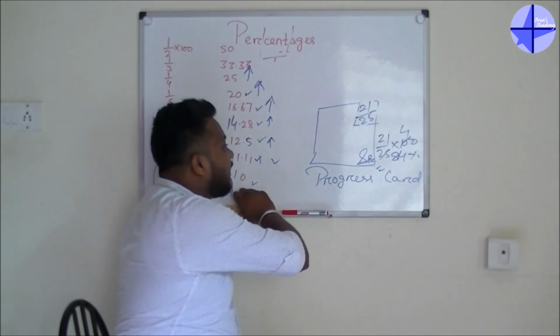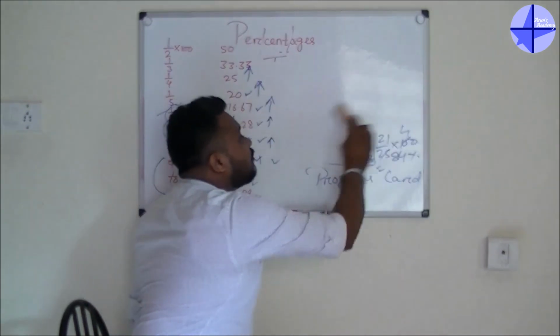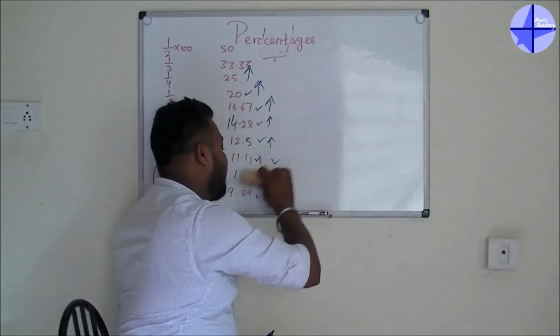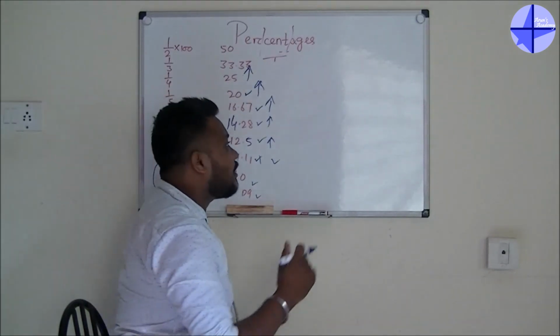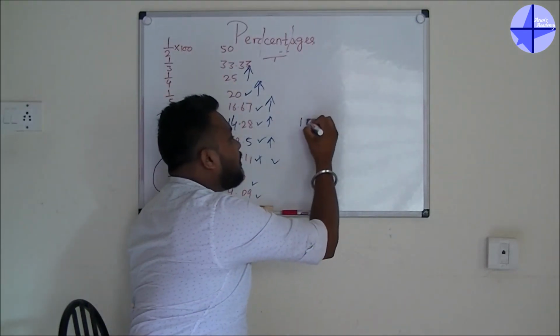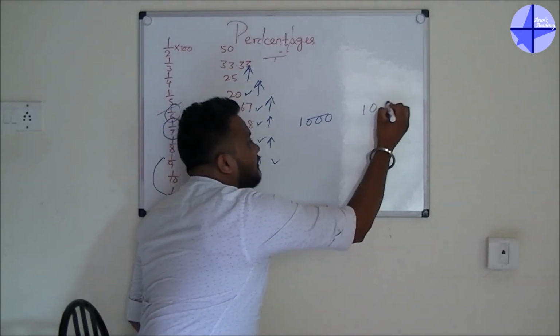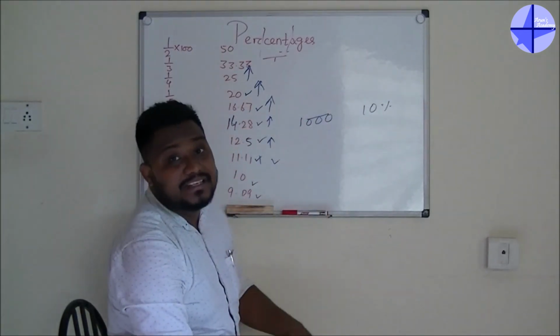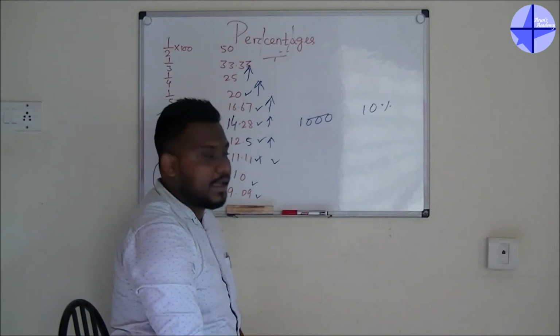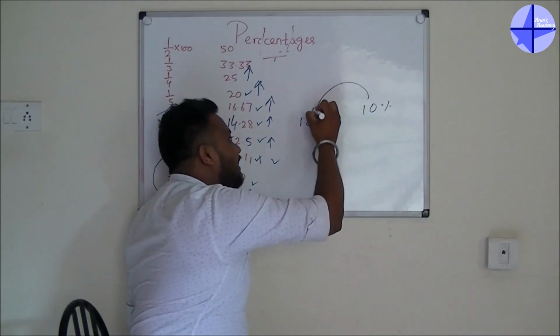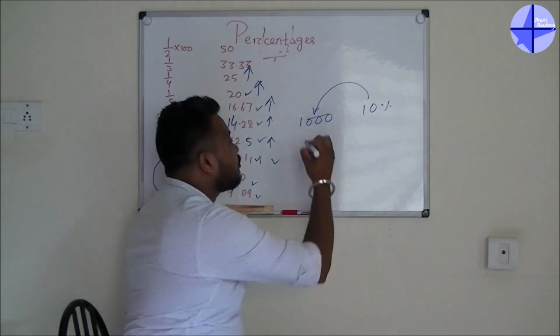For gradual increase and decrease, I will show you type number 4, that is population. Population means what will they say? They will say the population of a village is 1000 and is gradually increased by 10%. What will be the population after 2 years? First, 10% will be calculated on 1000, so you will get 100.